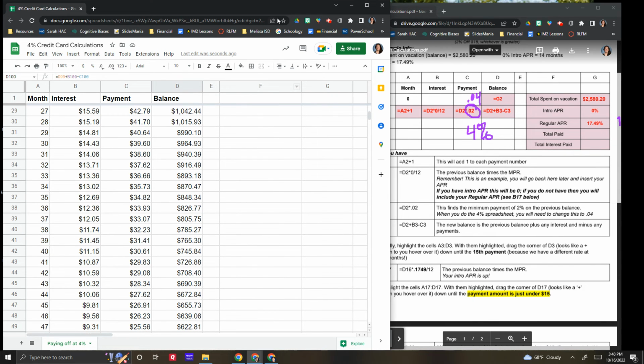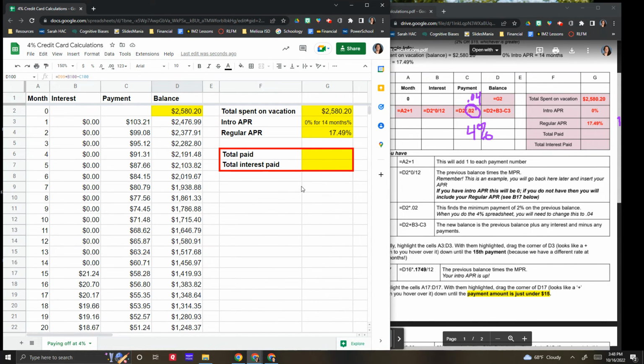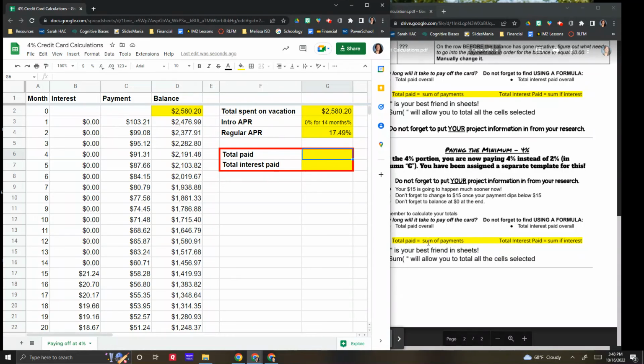Then again, I'm going to come back up to the top and remember to calculate my total paid and my total interest paid. Remember that the total paid is the sum of the payments. So remember, equals is your best friend. Equals sum, open the parenthesis, and highlight your entire payment row.